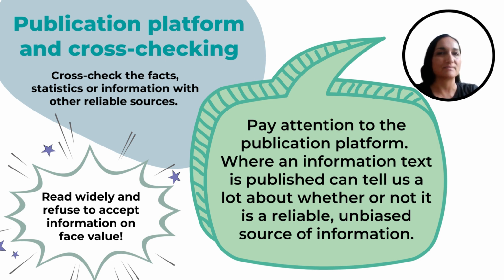Another method for determining the reliability of an informative text is to cross-check the facts, statistics, or information with other reliable sources. Read widely and refuse to accept the information at face value. Make sure you validate your understanding of an issue by accessing more than one information source. It's a good idea to read widely enough about a topic or issue to determine if there are any competing perspectives or contradictions that emerge in different information sources.